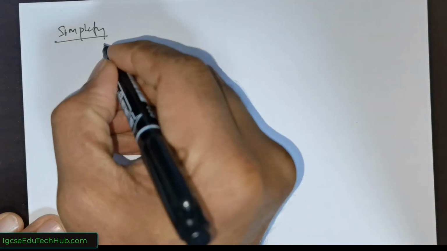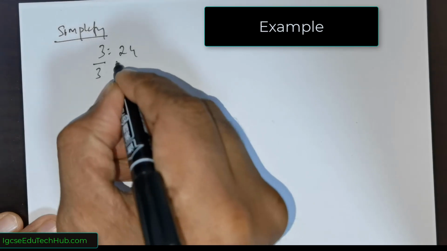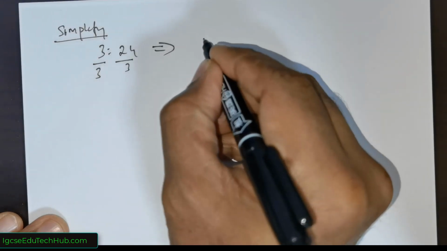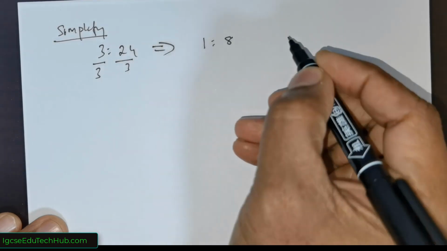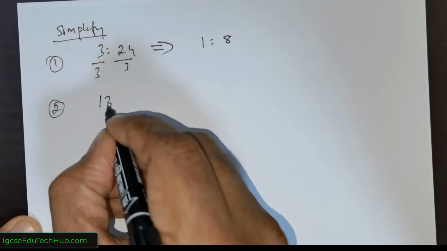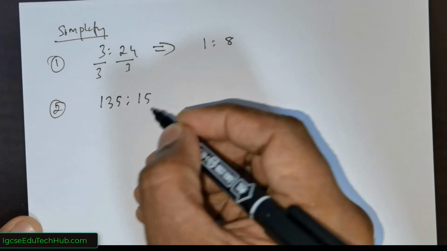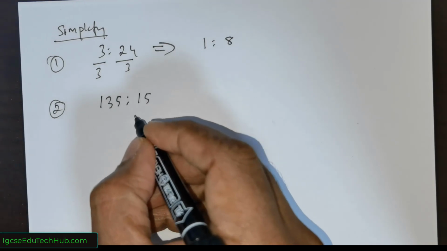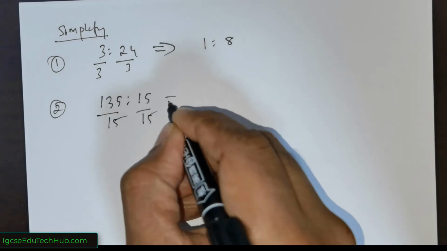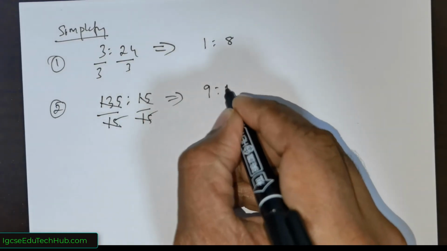Now we are expected to simplify 3:24. What we are going to do is divide both the quantities by 3. So this would give us 1:8. So that's the solution. This is the first question. Question number 2, we have to simplify 135:15. So I'm going to divide both sides by 15. So 15 divides here 9 times, 15 divides here 1 time. So that's the solution.